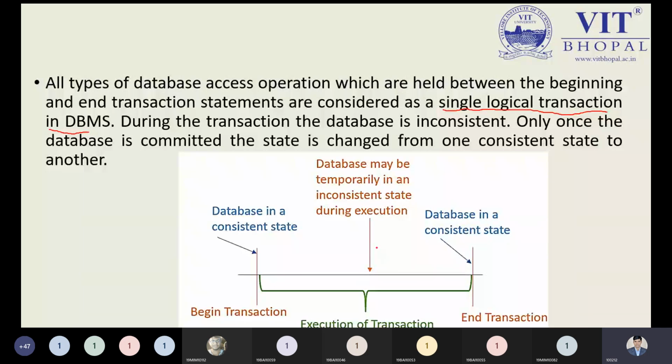I have explained this concept by taking the ATM example. I'm telling everyone once again: while doing the transaction your information will be inconsistent, because there is no guarantee the transaction may succeed or fail. This is the point you have to keep in mind, because a transaction may fail.